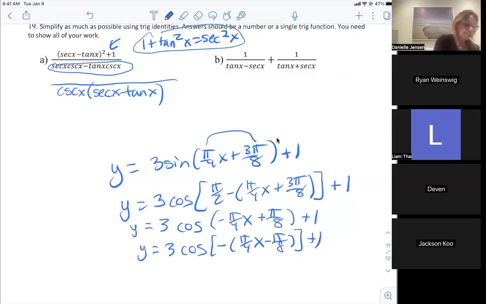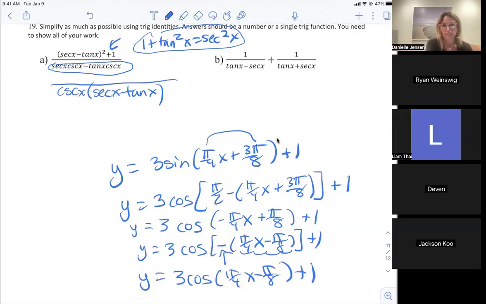And then it's only at this stage that it's a little different for cosine than it is for sine, because at this stage, I know that cosine of negative, this is just an angle, remember? Cosine of negative an angle, because cosine is even, is just the same as 3 cosine of pi over 4x minus pi over 8, plus 1. And if we wanted to convert, let's say this is the graph we got, and then we wanted to convert this to sine, would we just do the opposite and just subtract pi over 2? No, you're still going to do pi over 2 minus.